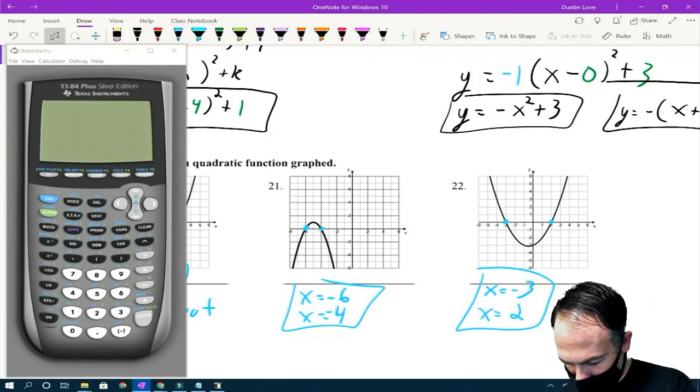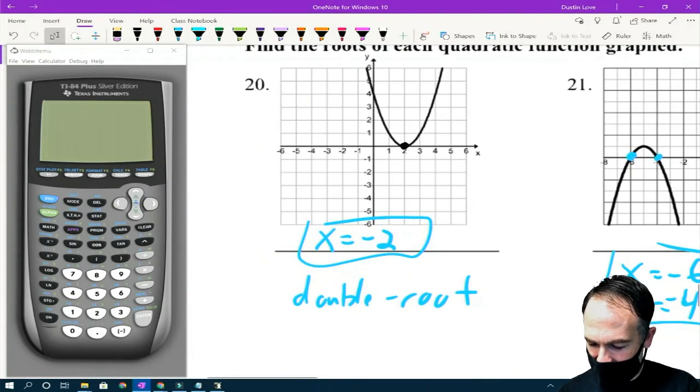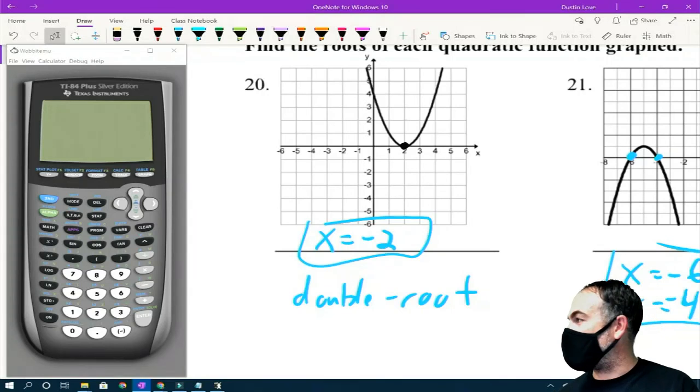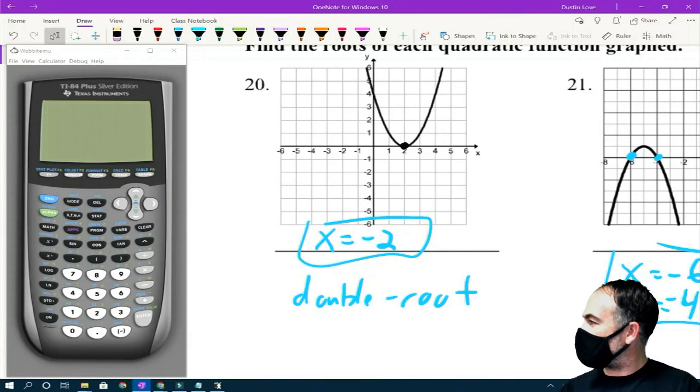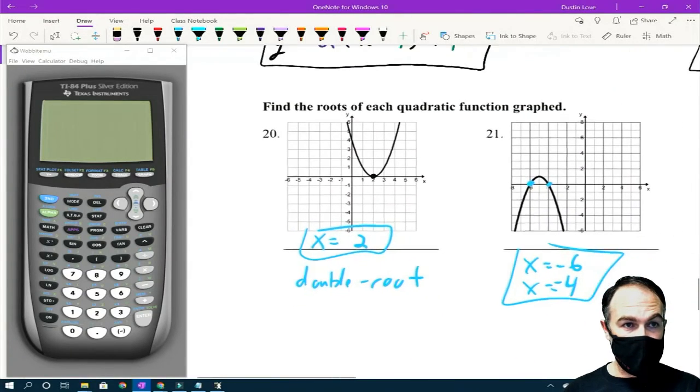On number 20, the x-intercept is x equals negative 2, since it was on the x-axis at 2. Oh, okay. The question was, why did I put negative 2 on number 20? I was used to flipping my h value. That's why. I did it by accident. That should be positive 2. Thank you for catching that.